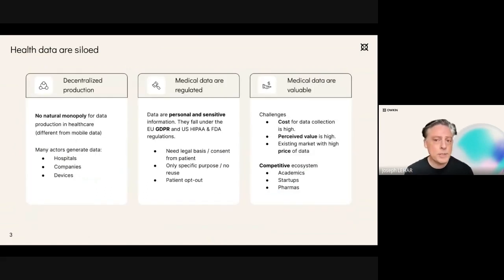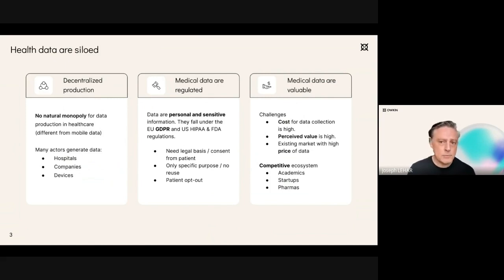The one major challenge with health data is that it's rather hard to get hold of, and this arises from several major factors. The production of health data is decentralized. It comes from many different sources: hospitals, companies, and devices. Medical data are also highly regulated. These are personal and sensitive information that fall under strict guidelines like the GDPR that need to be adhered to as you're managing and making use of these data.